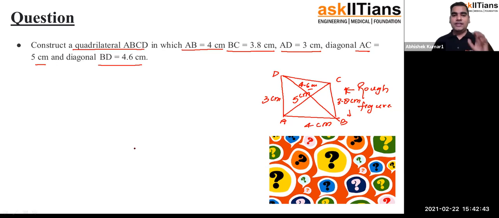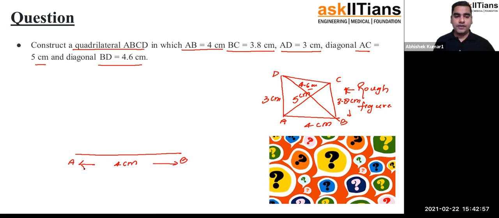This is super easy. What you should do in this case is first try to form AB. The length of AB is 4 centimeter. So please form AB using a scale. The length must be equal to 4 centimeter as mentioned in the problem. So AB here is equal to 4 centimeter.